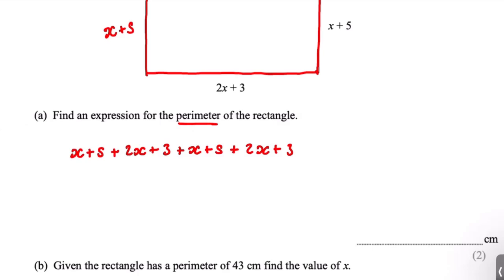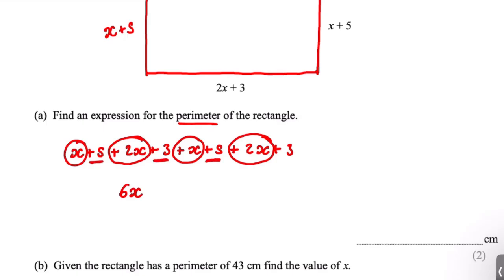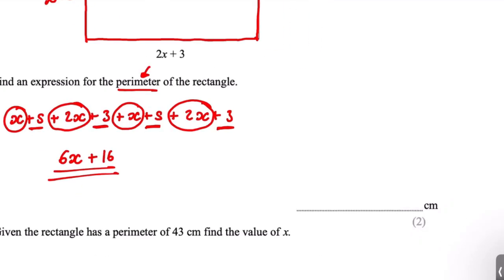So let's collect the like terms. We've got x plus 2x plus x plus 2x, that's going to get you 6x. And then we've got plus 5 plus 3 plus 5 plus 3, and that's going to get you 16. So you're going to have 6x plus 16 as your final simplified expression for the perimeter of the rectangle.